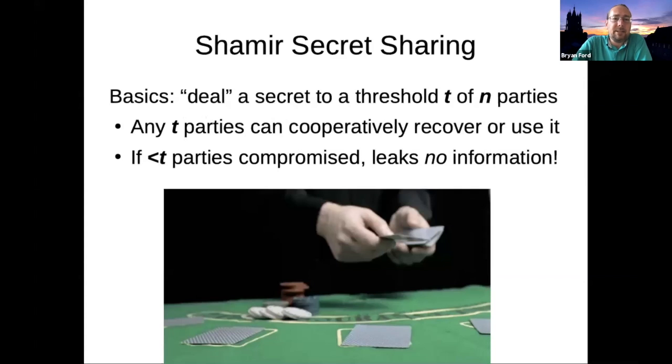So what is Shamir secret sharing? Well, the basic concept is, assume you have some party who has a secret and wants to deal it out, make shares of it, namely make N shares of it, such that any T parties, where T is less than or equal to N, can cooperatively recover or use it in some way. But if fewer than T parties try to do anything with it, such as because they're colluding with an attacker, no sub-threshold set of parties can do anything or learn any information about the secret, right?